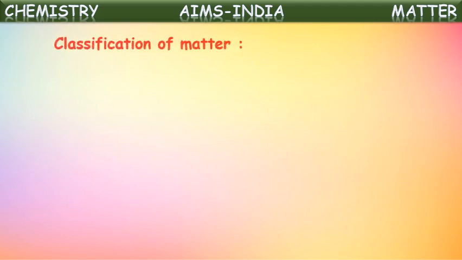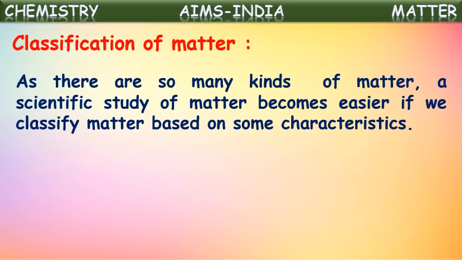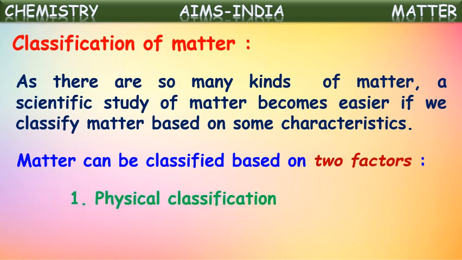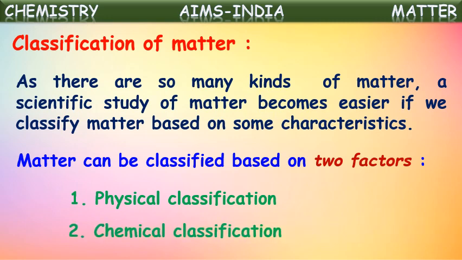So our next topic is classification of matter. How can we classify the matter? Let us see. As there are so many different materials existing, different kinds of matter also exist. A scientific study of matter becomes easier if we classify matter based on some characteristics. Mainly this classification is based on two factors. The first one is the physical classification and the second one is chemical classification.